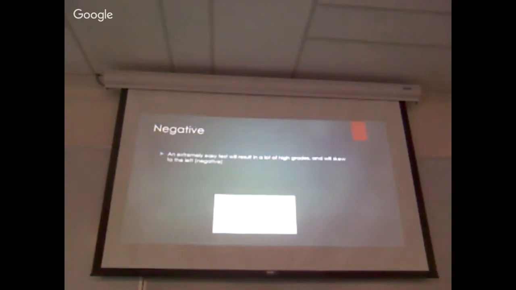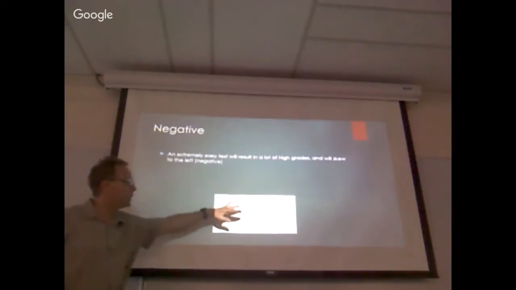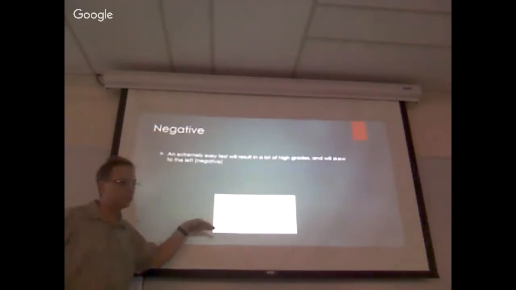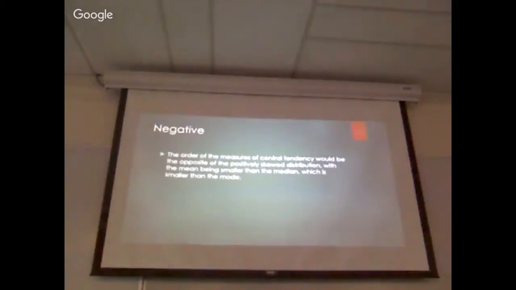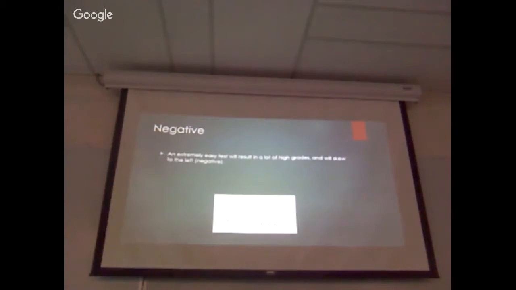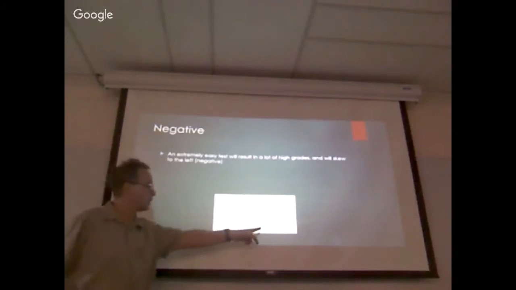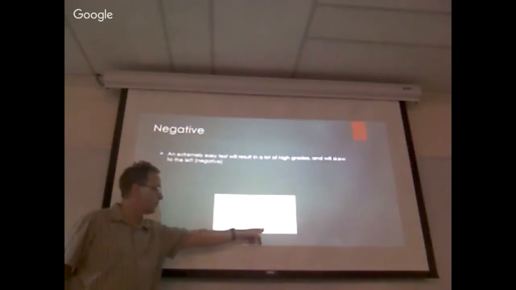Or again, an easy test in a class for which everybody's prepared, you could get this kind of distribution. The other thing I could say about this too, for people that do training and development: if you're testing people before and after training, what you're hoping for is that they go from a negatively skewed distribution before training in terms of pre-test scores, they receive the training, and then it becomes a positively skewed distribution. For a negatively skewed distribution, the order of the measures of central tendency would be the opposite, which means the mean being small and the median being smaller than the mode. That's all that's drawn here: mode, median, and mean.